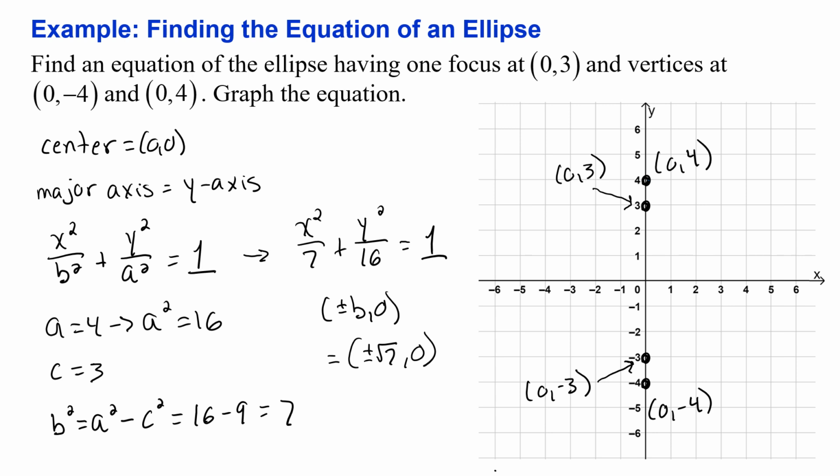And in a calculator, we can estimate the square root of 7 to be approximately 2.65. So let's plot a point at (-square root of 7, 0) and (positive square root of 7, 0). And now that we've plotted the vertices and the endpoints of the minor axis, let's connect these points together with a smooth curve, and we have the graph of the ellipse.